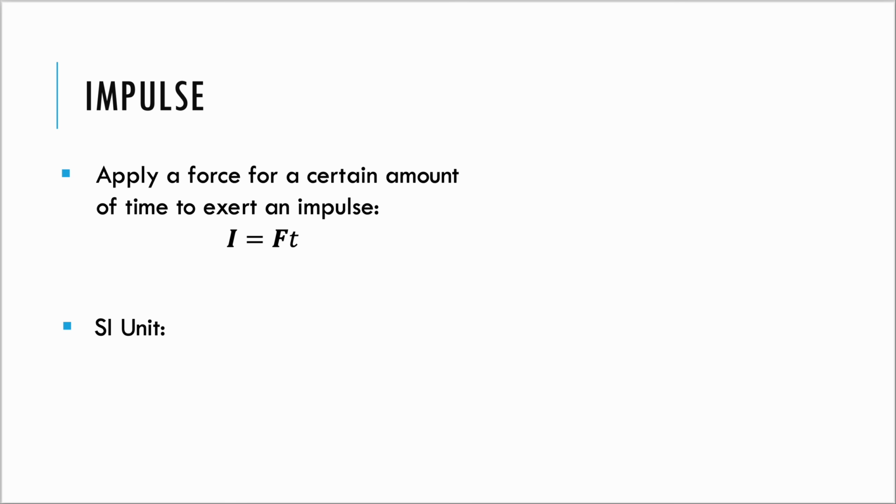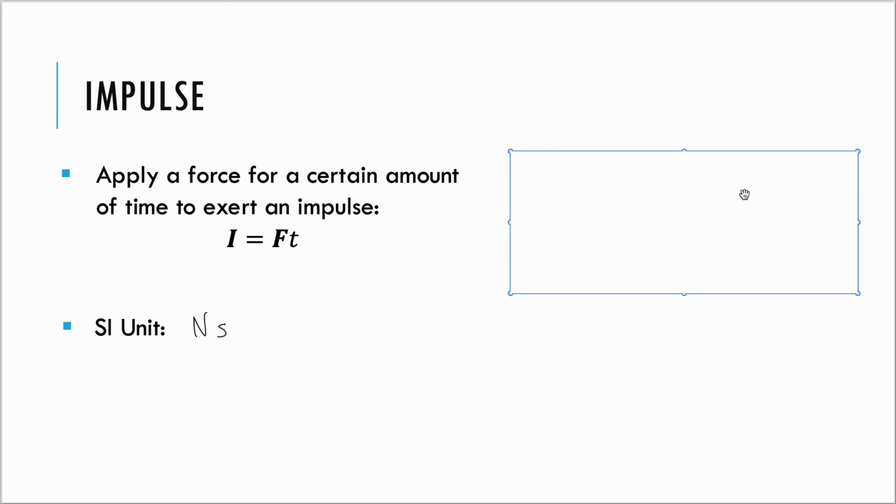Next is impulse. Apply a force for a certain amount of time to exert an impulse on an object. The impulse I is given by the force multiplied by the time. So this is also a vector quantity. The SI unit is going to be newtons times seconds.